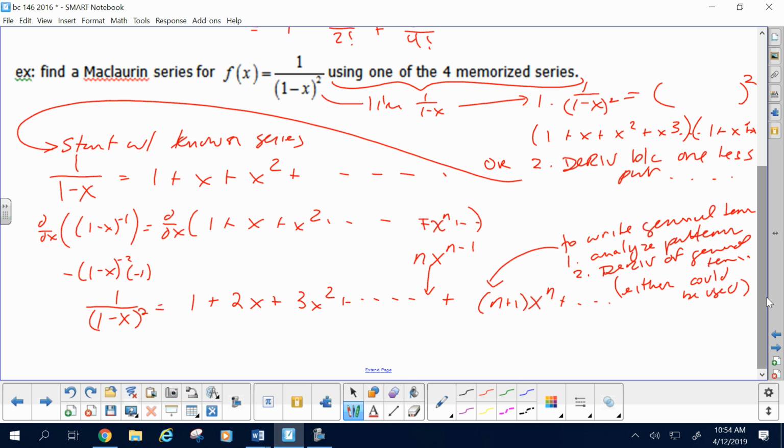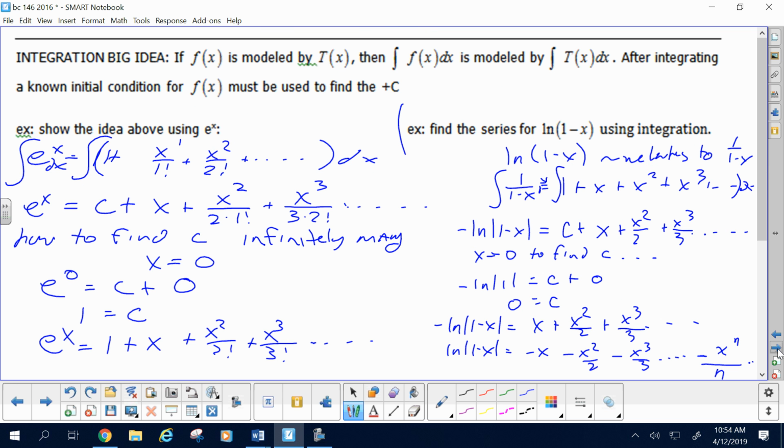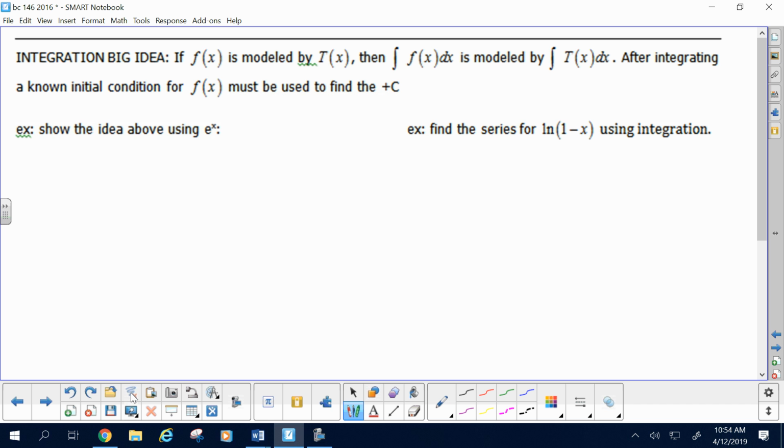Okay. In choosing, maybe, if they had to do an interval of convergence test, one might be easier than the other. I don't know. All right, but that's the idea. You with me so far? Cool. Now let's talk integration. Just like through derivatives, we can actually find stuff through integration.